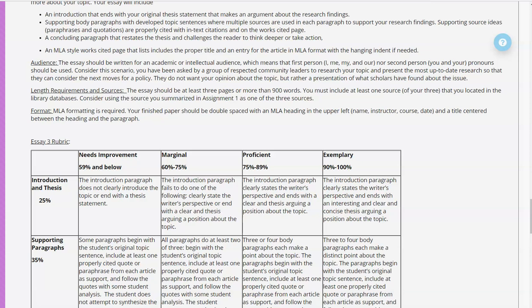Your audience should be academic or intellectual. That means that you're not going to use I, me, my, our, your, things like that. We're going to keep this in third person.